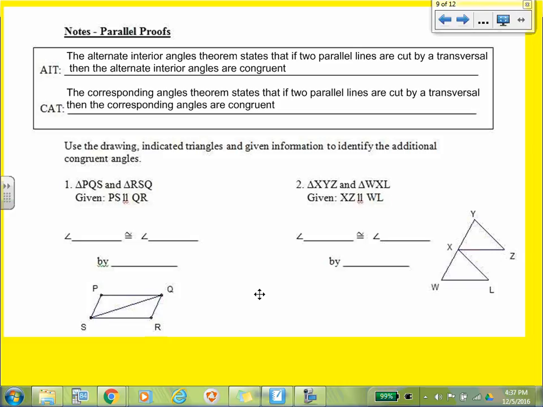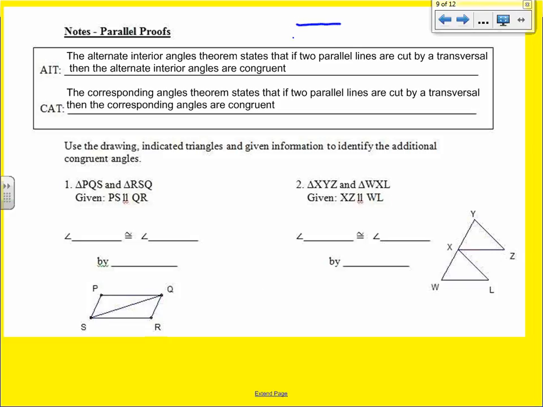So, as you are looking at your note sheet, please notice that there are two different theorems today that you are going to be looking at and using eventually in your proofs. The first one is called the alternate interior angles theorem. Hopefully that rings a bell. Alternate interior angles are when you have two parallel lines and a transversal that goes through them. This is saying that alternate interior angles, that angle and that angle, are congruent to one another.